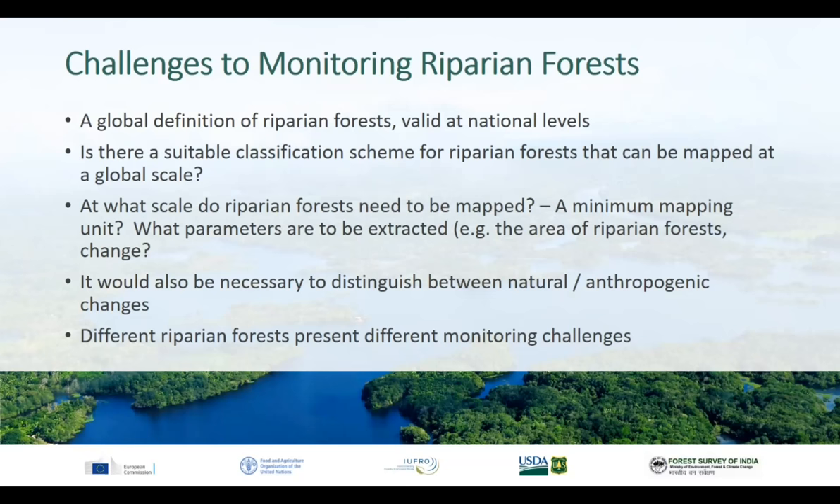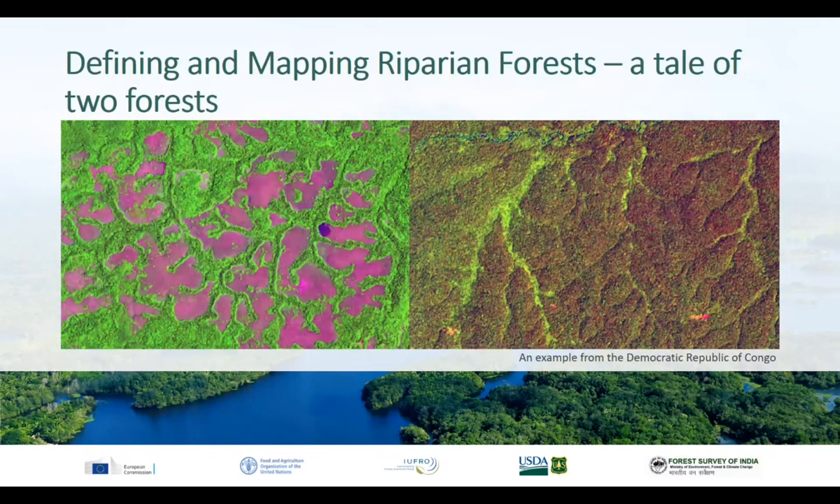We also know that different riparian forests present different challenges for monitoring. Let me give you an example of that. This is a tale of two forests. On the left, from the Democratic Republic of Congo, there are riparian forests in the savanna ecosystem, which stand out clearly from the background. On the right, riparian forests, the brighter green areas, in the forest domain. Far more difficult to extract and to map.